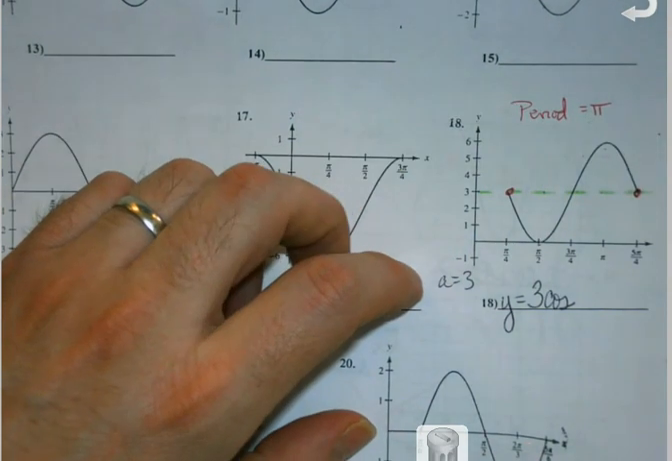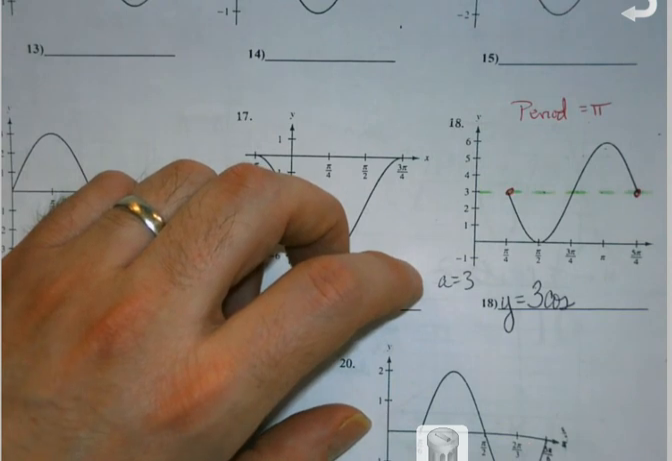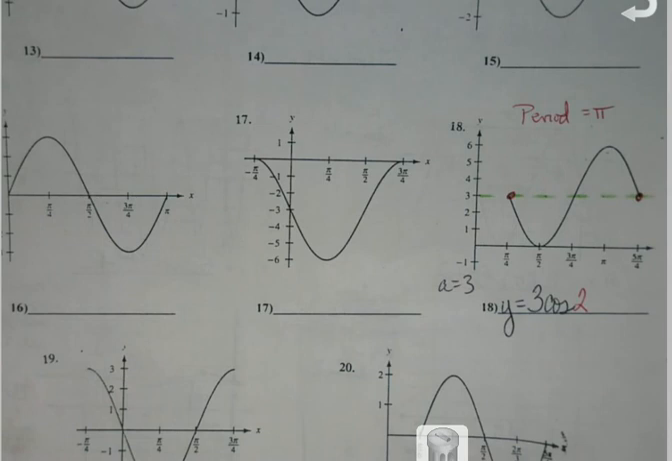So if period's pi, what's my b value going to be? If it was 1/2, we'd be stretching more. We'd be out to 4 pi for our period if it was a half. So I've got that as pi.